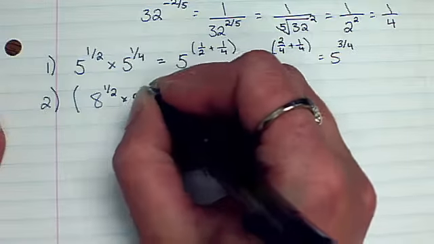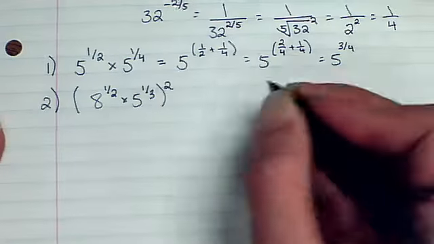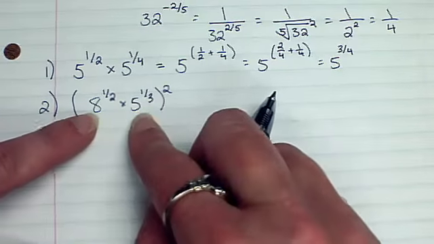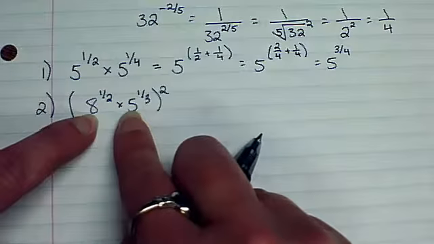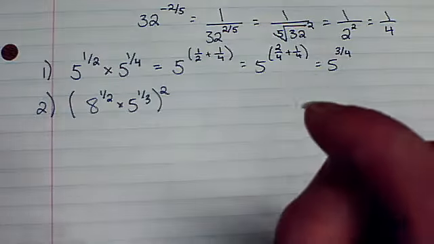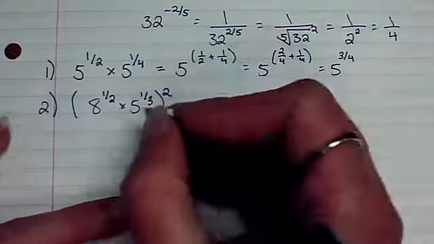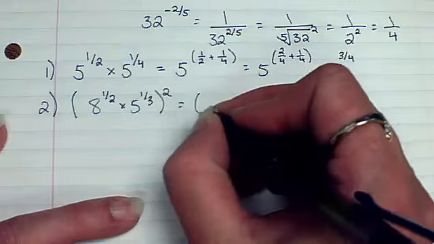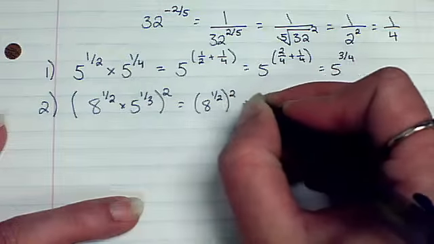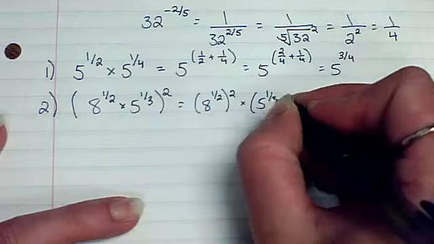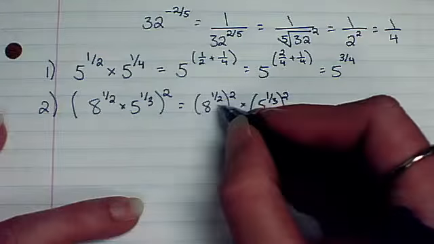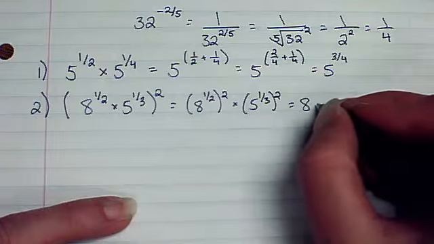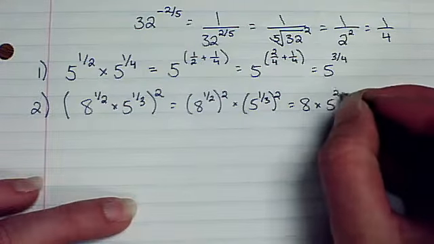So let's take one of the rules. This one is the rule of product to a power. The reason I'm using that rule here is because the bases are not the same. I can't multiply those together. But since we have a product all squared, that really means I have 8 to the 1/2 squared and 5 to the 1/3 squared. Power to a power, you multiply, that's going to give me 8, and this is going to give me times 5 to the 2/3.